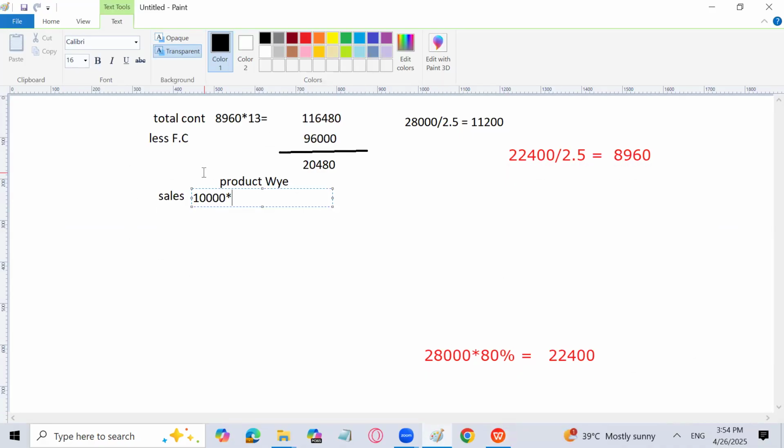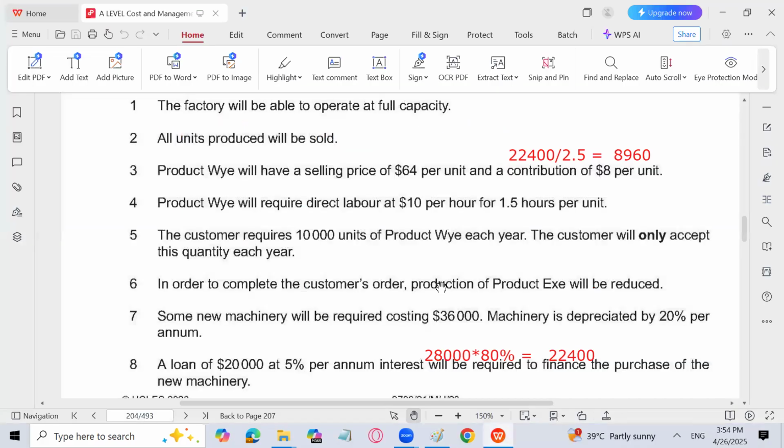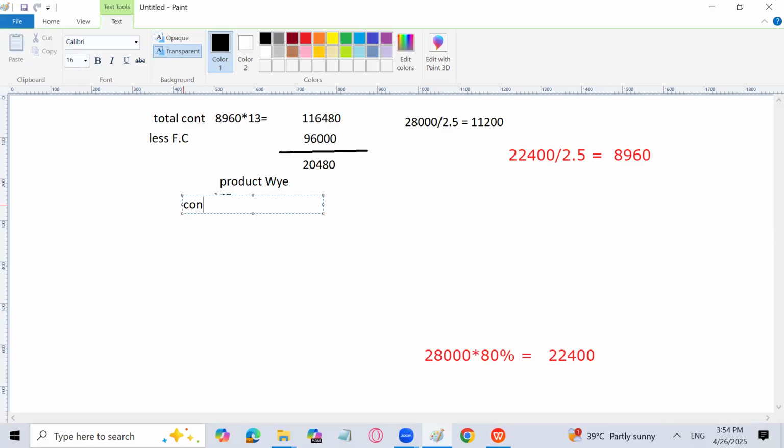Rather, we can find the contribution directly, because contribution per unit is given. But we have also been given that product Y will require direct labor at the rate of $10 per hour for 1.5 hours per unit. So this is very important actually. I will first calculate the contribution and then I will move back towards the question.